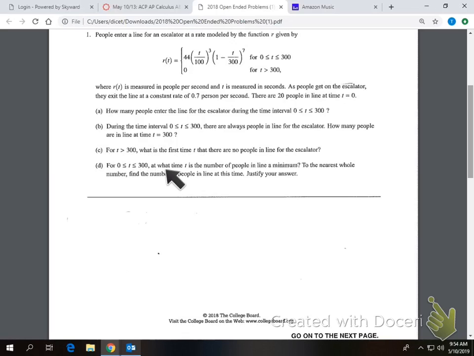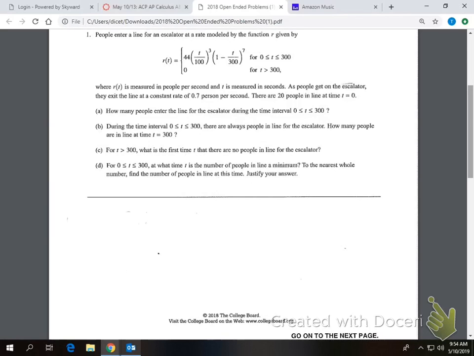From 0 to 300, at what time t is the number of people in line a minimum? You should right now know derivative. You should think in derivative. To the nearest whole number, find the number of people in line at this time, justify your answer.